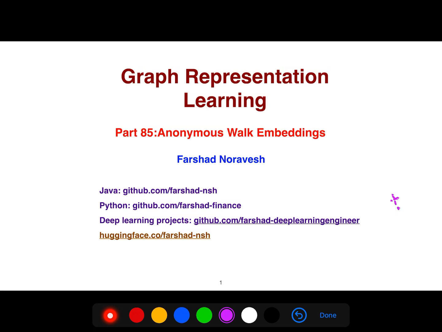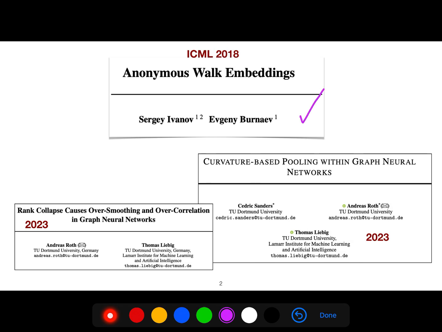Alright, so today I'm gonna be explaining another important article with the title Anonymous Walk Embeddings. This ICML paper in 2018.